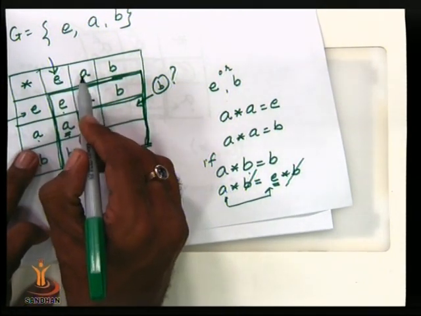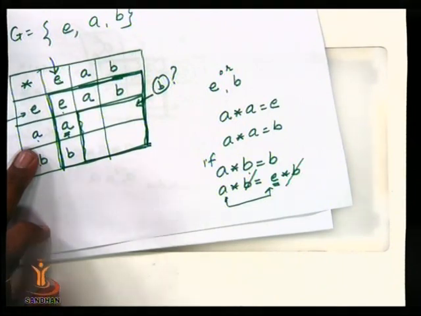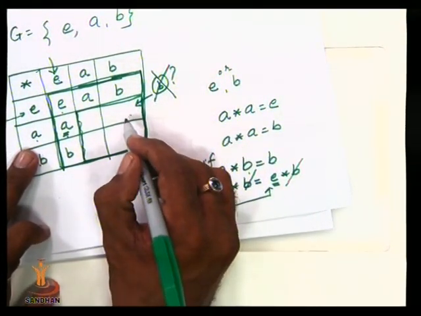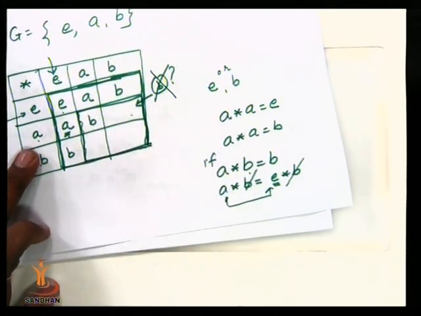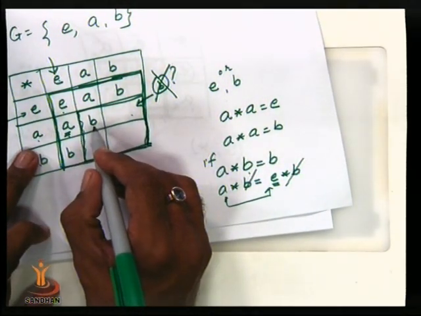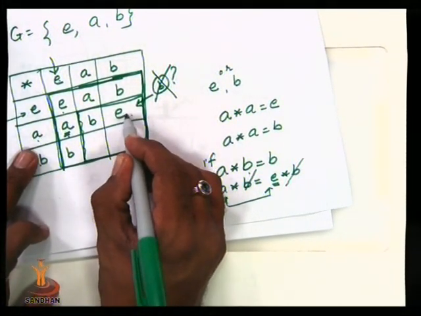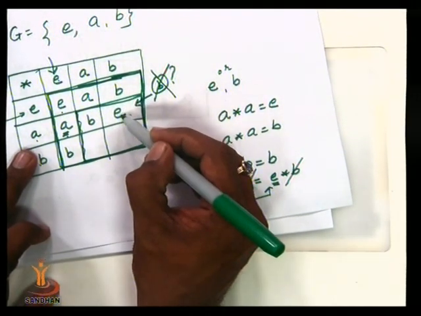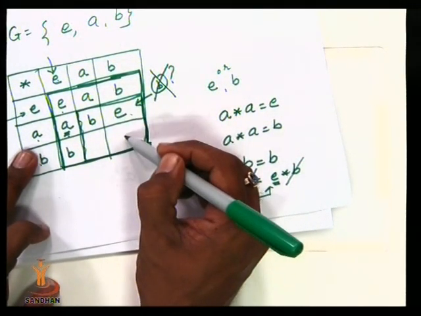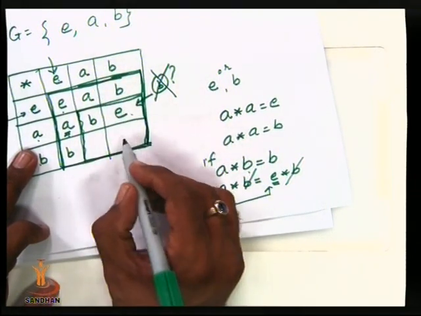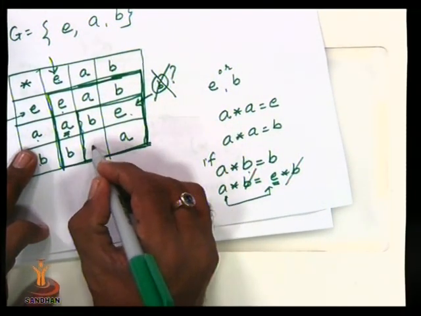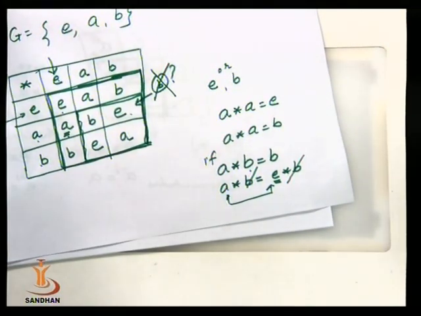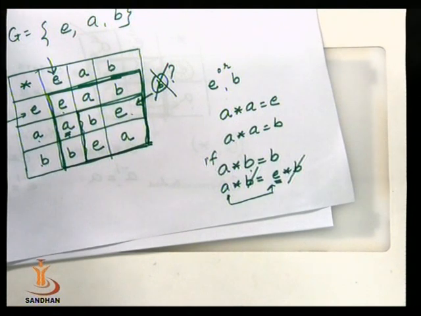Here A is the element which is different from identity, so we cannot put B here, and if we cannot put B here, B must be here, and if B is here, then definitely A star B will be the identity element. And now we know that if B is here and E is here, every column contains the elements of G exactly once, so here it must be A, and here it must be E. So there is no other case to form the group of 3 elements.